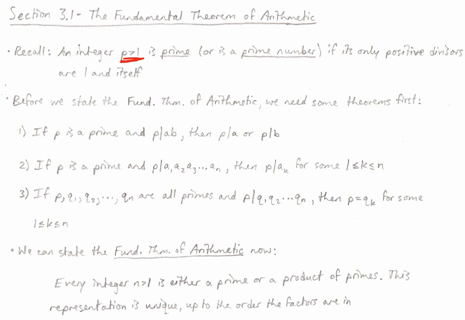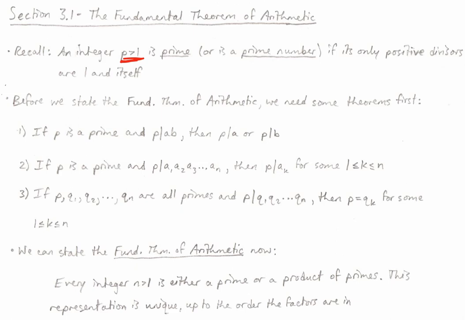And these 3 small facts would get used in the proof of the fundamental theorem of arithmetic. We're not going to go through the proof of this here, but we are going to use some of these facts in the next section when we talk about the proof of a very important fact regarding prime numbers. But here we just state the fundamental theorem of arithmetic now. Every integer n greater than 1 is either a prime or is a product of primes.